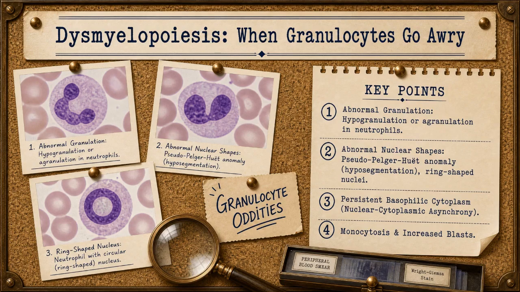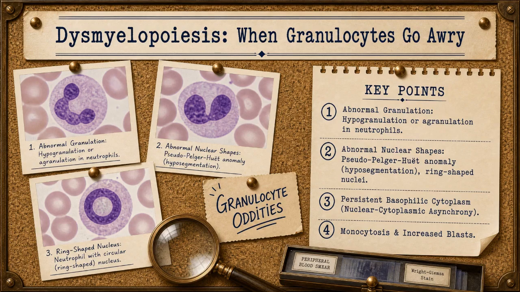When you're examining the peripheral blood smear, there are several key features that point to dysmyelopoiesis. First, look for abnormal granulation. Neutrophils, which should be packed with fine, pinkish-purple granules, might show hypergranulation or even complete agranulation. These cells can appear pale or empty. This defect in granule formation impacts the cell's ability to fight infection.